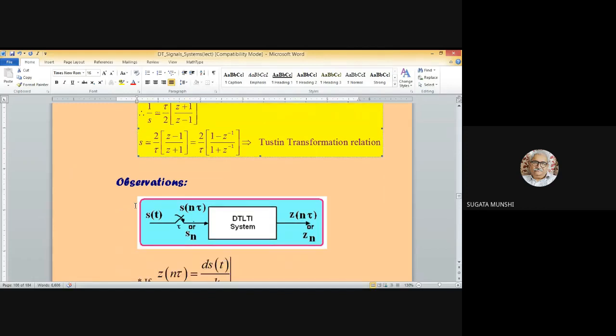So here I consider that we have a DT-LTI system, and this DT-LTI system is processing an analog signal s(t). So your first task will be to sample or digitize this signal. Tau is the sampling period. After sampling, you have this sequence s(n tau) or s[n]. It is processed by the DT-LTI system, which generates z(n tau) or z[n]. This has nothing to do with the Z transform. This z is a dependent variable of this independent variable n.